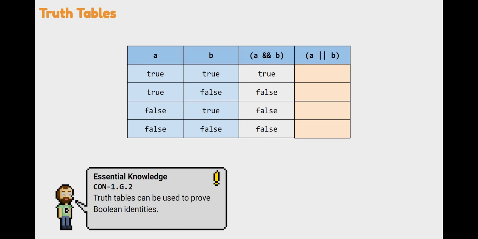Our next column, we have A or B. Work down that column and determine the 4 possible outcomes we can get when working with that Boolean expression. When A is true and B is true, A or B evaluates out to true. When A is true and B is false, A or B evaluates out again to true. When A is false and B is true, A or B still evaluates out to true. And when A is false and B is false, A or B will then evaluate out to false.